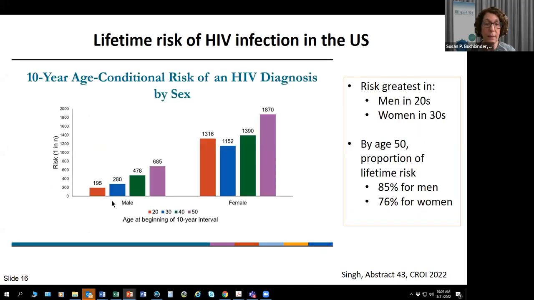And then when in the lifespan do people become infected? Well, for men, the risk is highest in the 20-year age range, whereas for women, it's in the 30s that they're at highest risk. Most of the risk actually accumulates by age 50, but 85% of the lifetime risk has accumulated for men by age 50, but only 76% of the lifetime risk for women. So there's more risk that's happening in older ages in women.